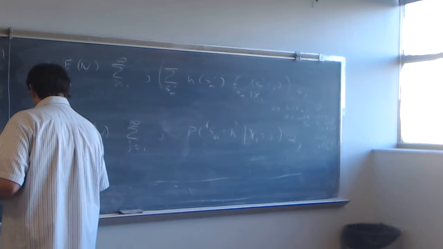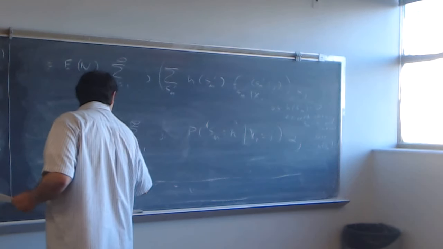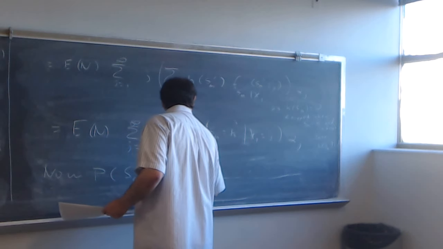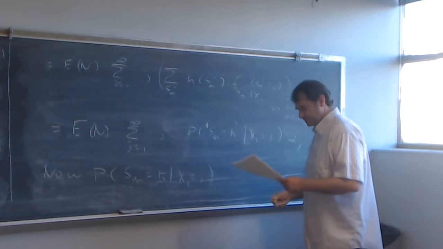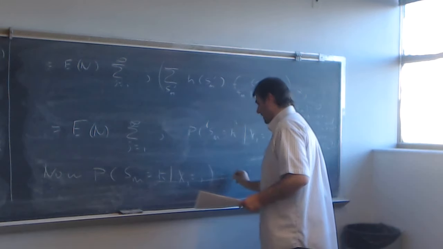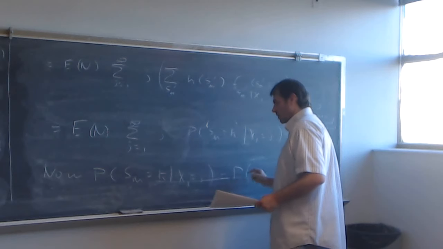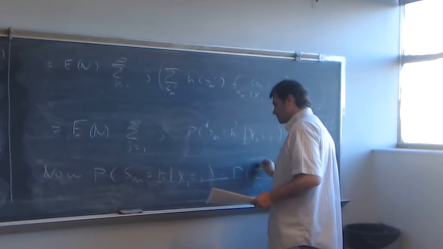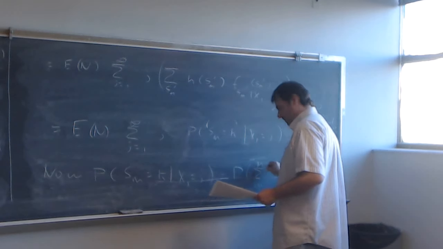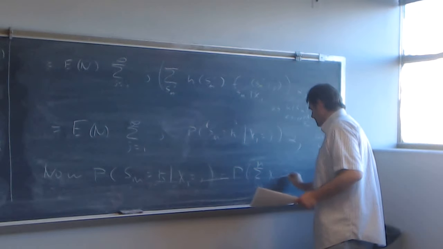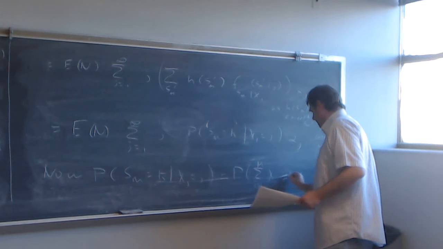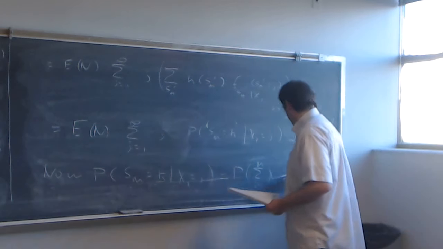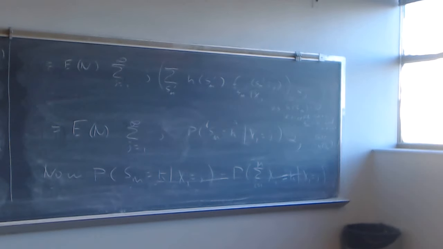Now, the probability that s of m equals k given x of 1 equals j, this is the same thing as the probability, okay, s of m is a sum, if you will, as i runs from 1 to m of x sub i, if that's equal to k, okay, given x sub 1 equals j. So we're going to put ourselves in that position. We know that x sub 1 is equal to j.